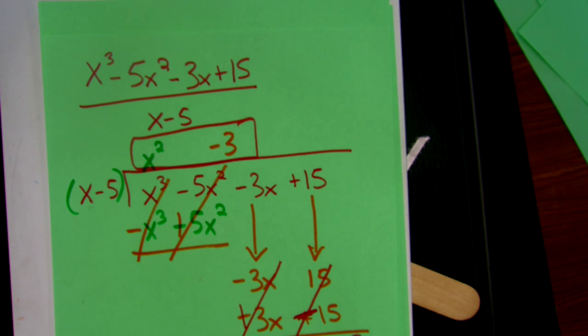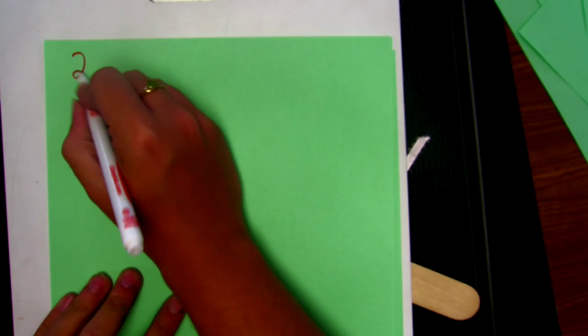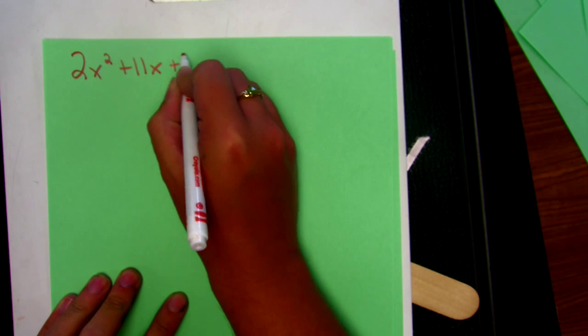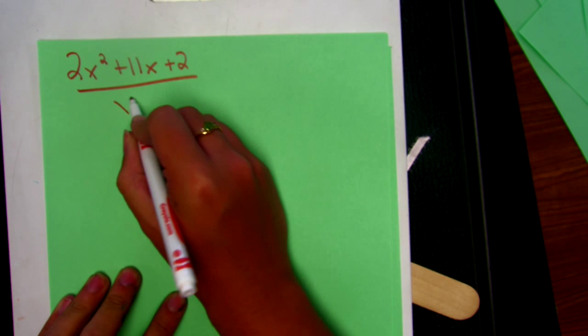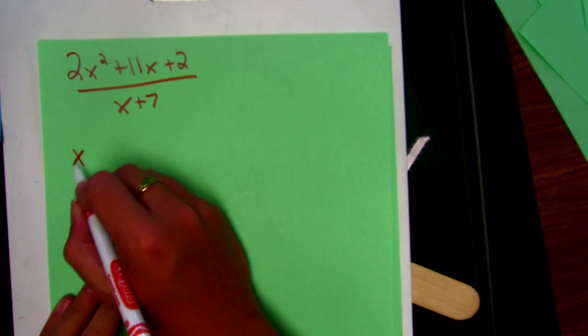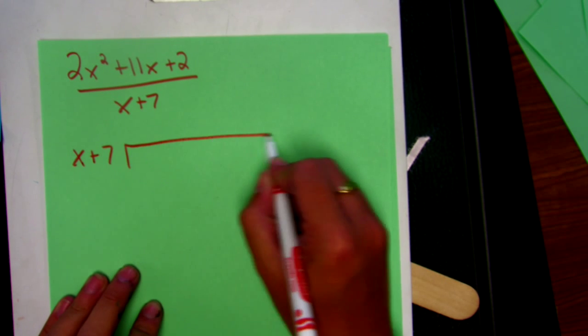Let's try another one. Let's try 2x squared plus 11x plus 2 divided by x plus 7. So we set it up as a long division problem.